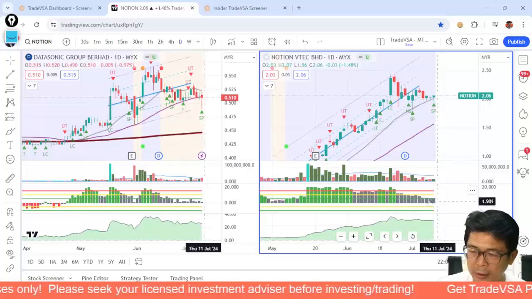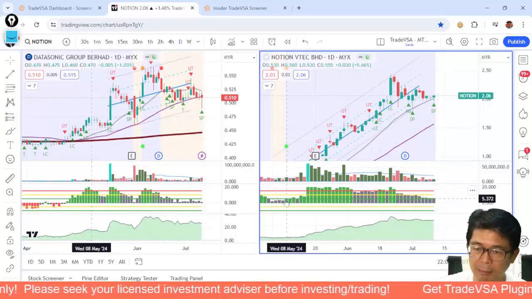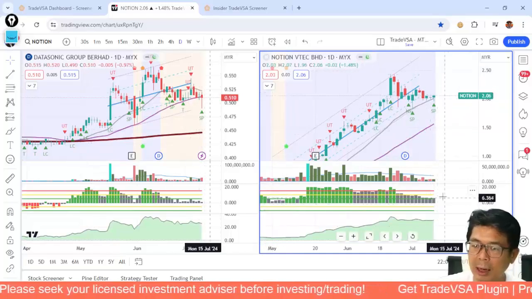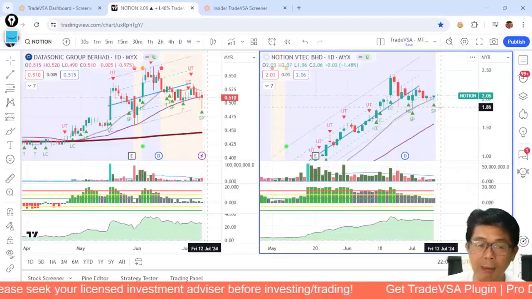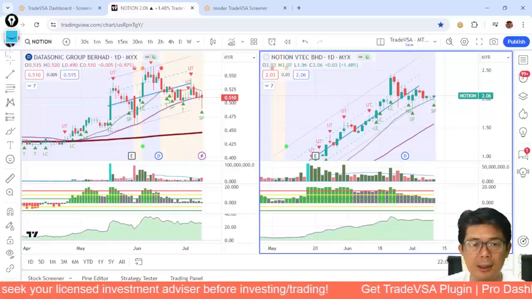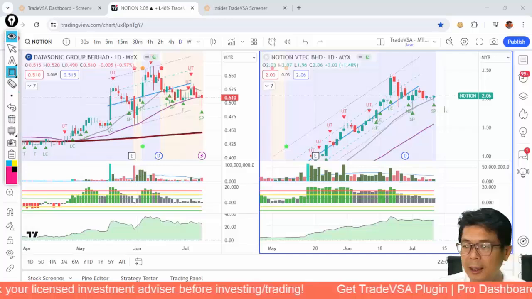As you can see, the market now is still moving down, still in the pullback, okay? But generally, we want to wait for a green bar here, right? And if the next day Notion were to go higher, I think you'll see a green bar going up. This one is better than D-Sonic, okay? Having said that, you can see that's a huge support here. Let me just delete this off, okay?